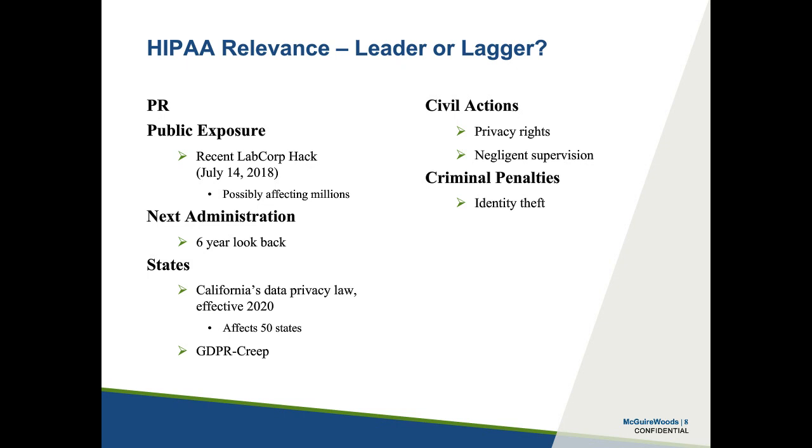I worked on a case not too long ago where OCR was investigating, but certainly individuals were also being arrested because the PHI was being used for some sort of commercial or individual purpose, which certainly triggers identity theft laws, and those unfortunately can trigger jail time and significant penalties.